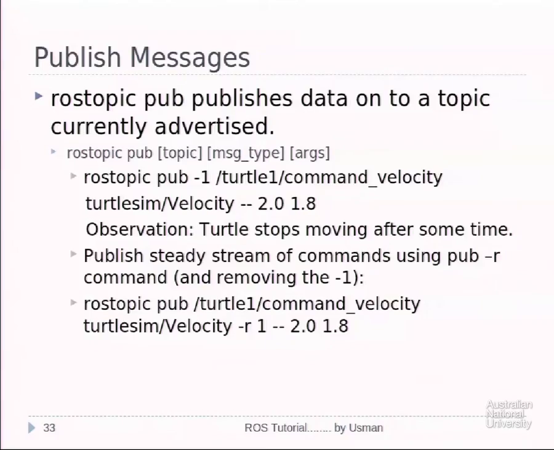So the command is: I will write ROS Topic pub, which is to publish, and pub -1 is to send it once to this specific topic name. The topic name is command underscore velocity. And then the command is like 2 and 1 minus 8. When I talk about velocity, there can be two velocities, linear and angular, so that's why there are two values.